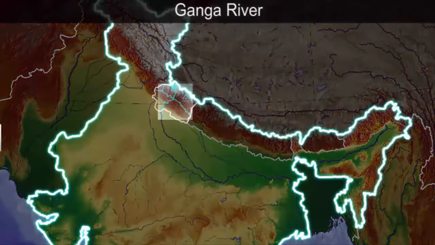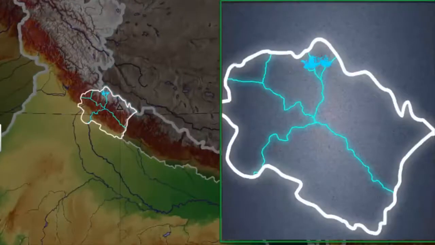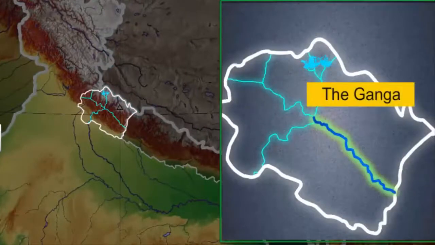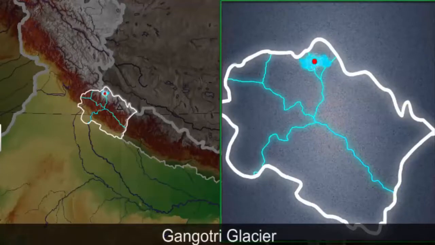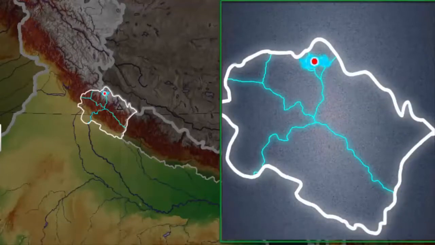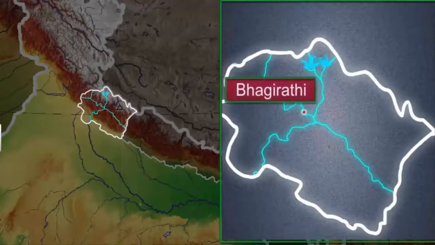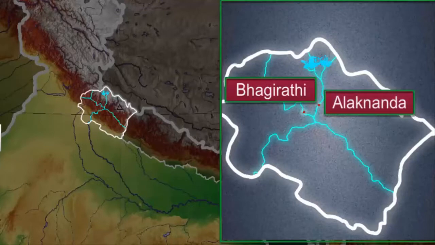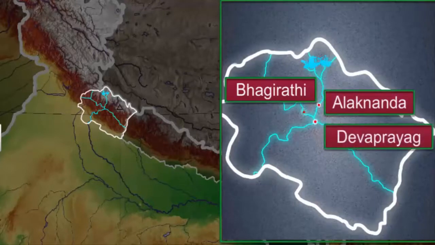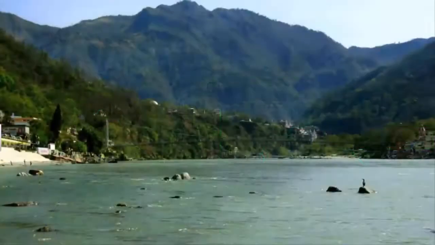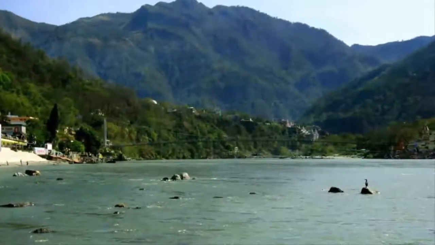Now let's look at the Ganga river system. The river Ganga, as we know, is the longest river in India and originates from the Gangotri Glacier in the Himalayas. The Ganga starts off as the Bhagirathi and is joined by the Alaknanda at Devaprayag in Uttaranchal. The river then emerges onto the northern plains at Haridwar.